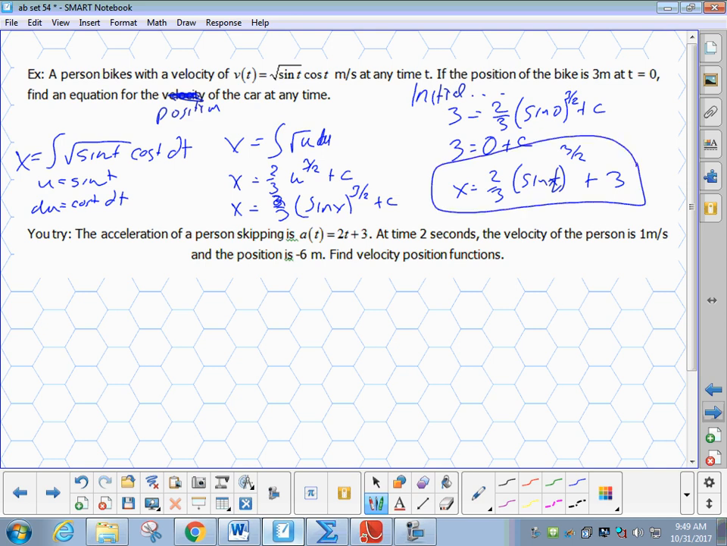All right, and then sometimes you have to go acceleration or integration twice. Try that next one on your own. Let's see how that goes.